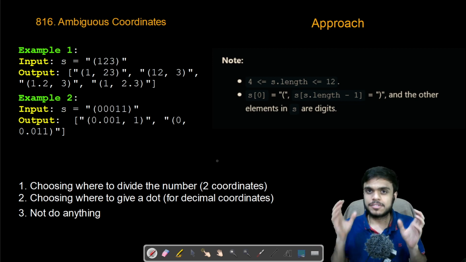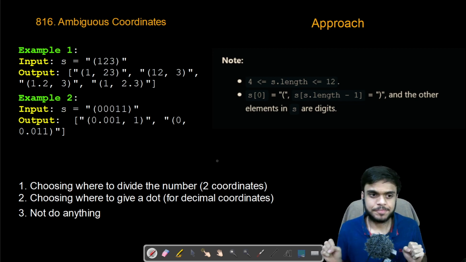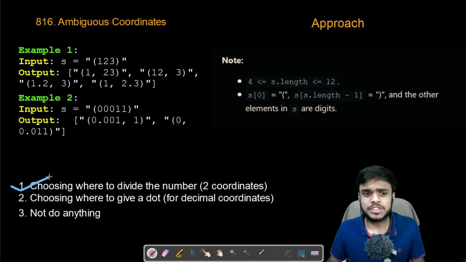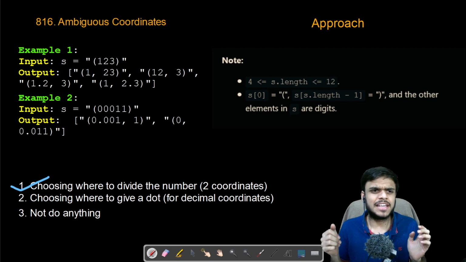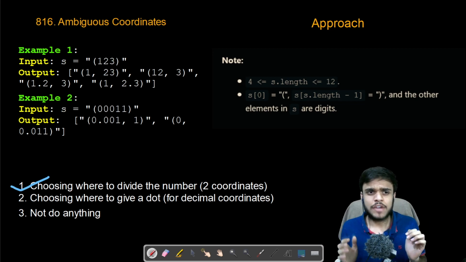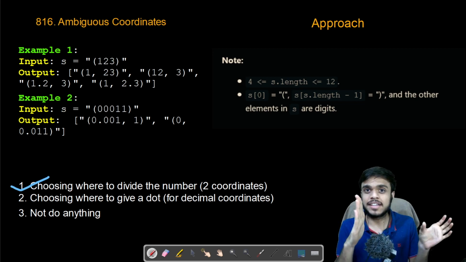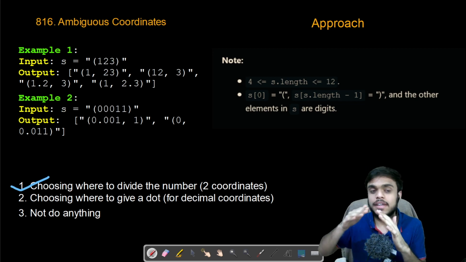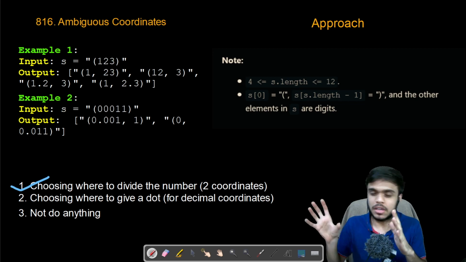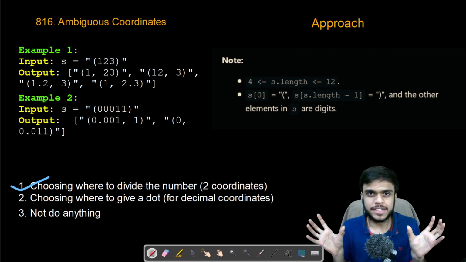So we need to divide the string into two parts so that we get the two coordinates that we have. This is the first step, which is compulsory, and we can do this with the help of a simple for loop. We iterate the string, and for every index i, all the elements before the ith index form one substring, and all the elements after the ith index form another substring. So basically they form the two coordinates that we have.